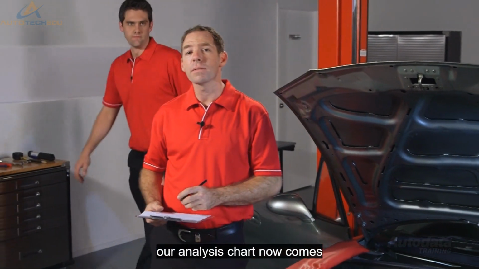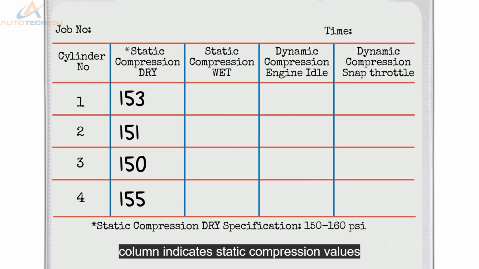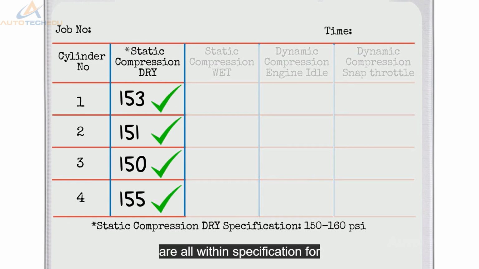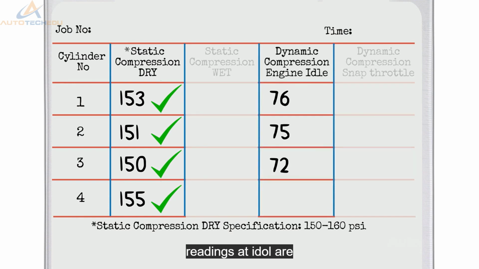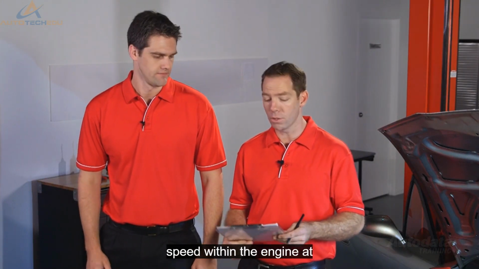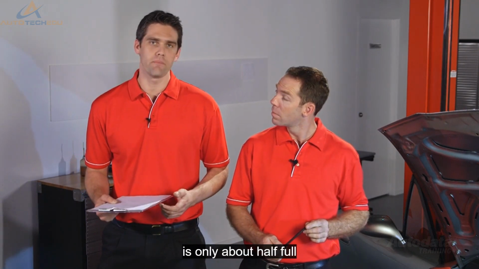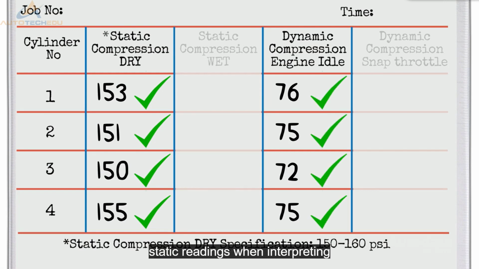Our analysis chart now comes into play. The first column indicates static compression values. You can see they are all within specification for the vehicle. Our dynamic readings at idle are low compared to the static readings. This is due to throttle position and airspeed within the engine. At idle speed, our cylinder is only about half full. The dynamic readings should be about half of the static readings.